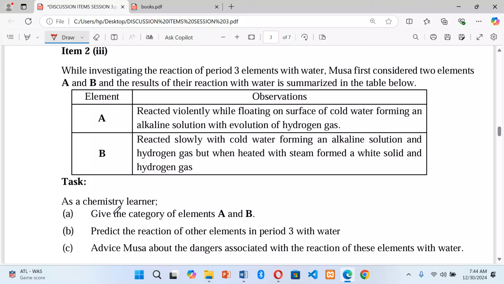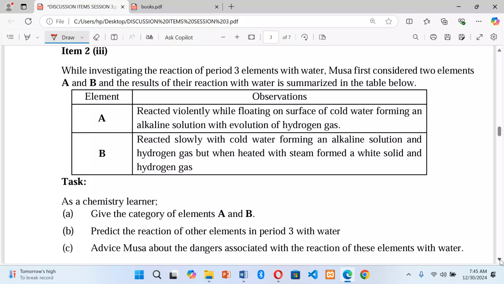Task: as a chemistry learner, give the category of elements A and B. Part B, predict the reaction of other elements in period 3 with water. So here they want us to predict, still they want us to look at their properties of those elements. And here for category, we said we categorize, we give the reason, and we give the example. Advise Musa about the dangers associated with the reaction of these elements with water.